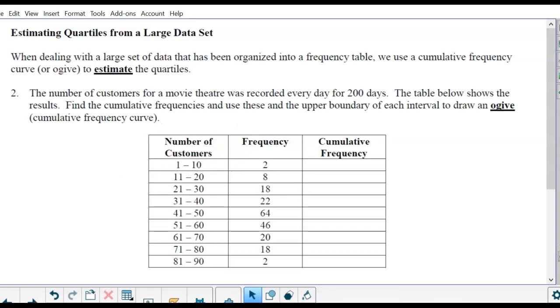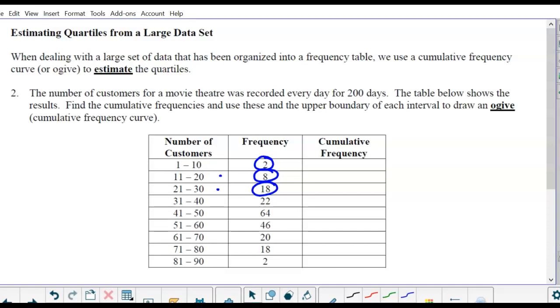So this says that on 2 days, there were 10 customers or less. On 8 days, there were between 11 and 20 customers. On 18 days, there were between 21 and 30 customers. We don't know the specifics. We just know the interval there. All right. So that's what that's meaning.